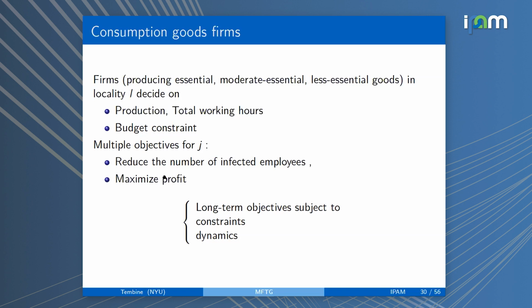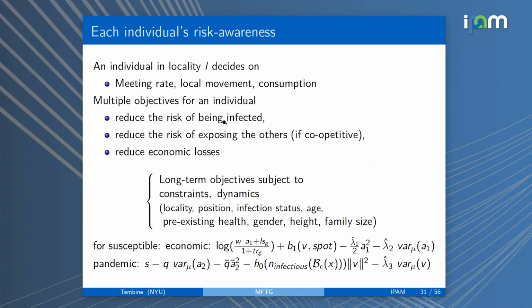Okay, and then individuals want to reduce the risk of being infected, and of course they want to look at their economic losses. Now I consider only a basic cost function, basic payoff. So this is the benefit when you work. This is the benefit when you go outside and get food. This is the cost function.